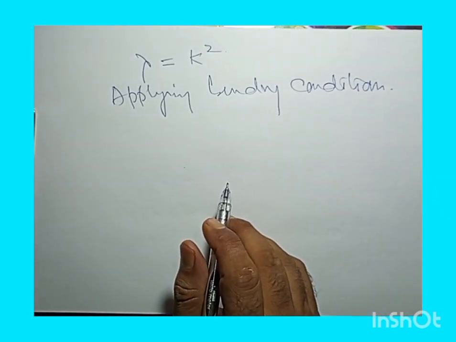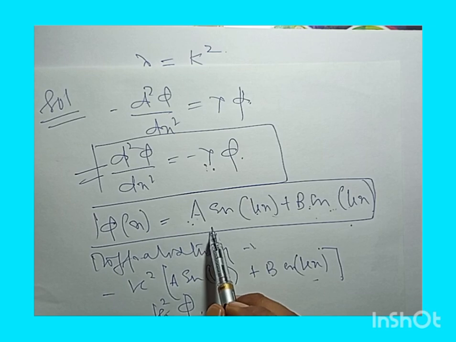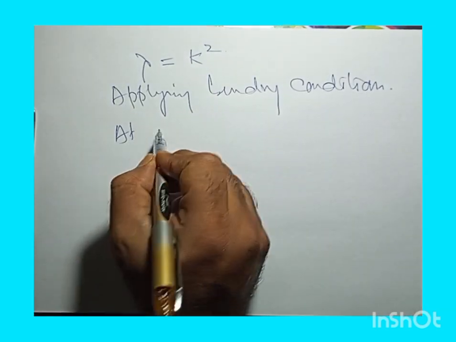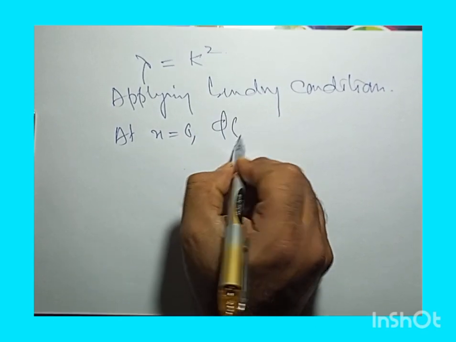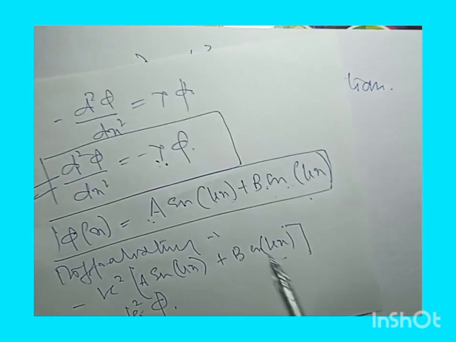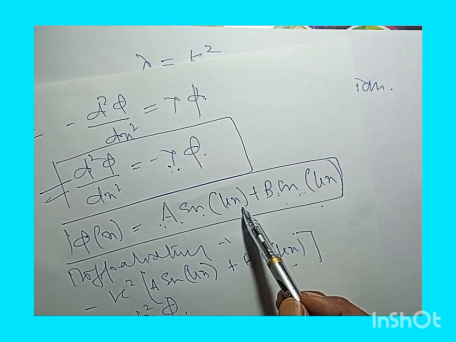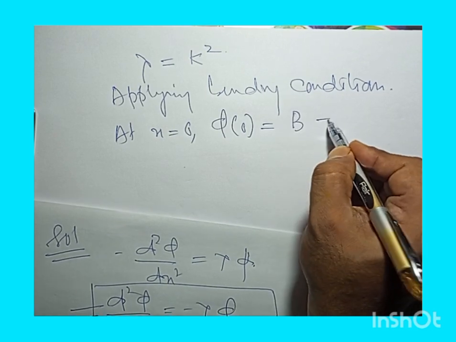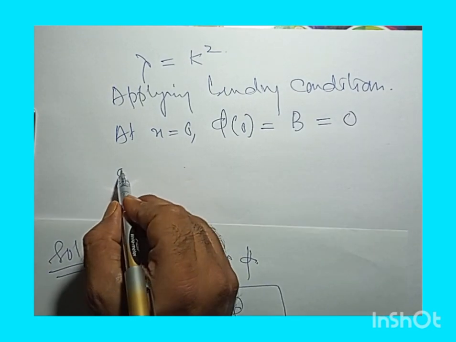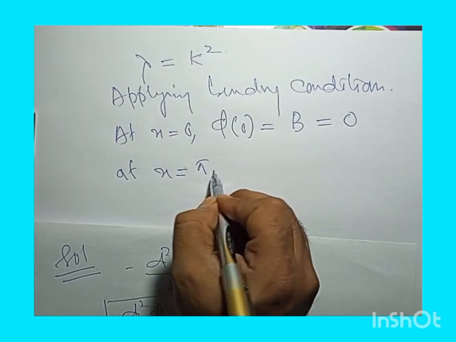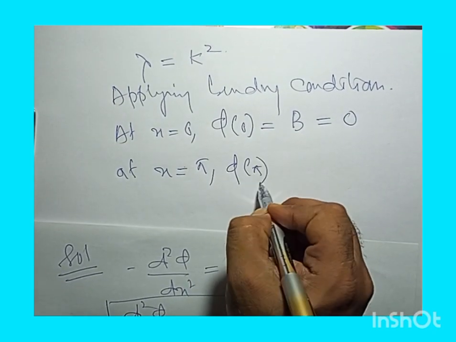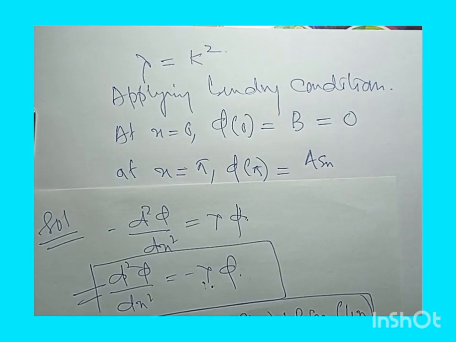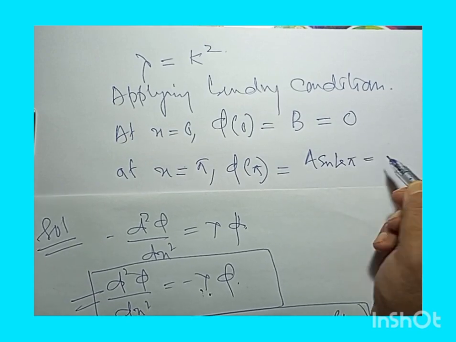We have the equation phi of x equal to a sine of kx plus b cos of kx. At x equal to 0, phi of 0 will give us a sine 0 plus b, so b equal to 0. And at x equal to pi, we have phi of pi. That's going to give us a sine of k pi, which is equal to 0.